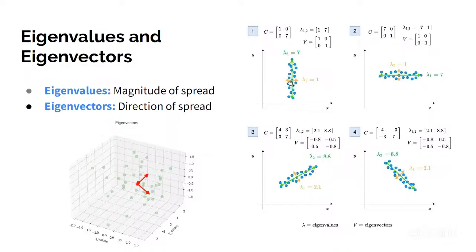As you can see, this is your first eigenvector with the eigenvalue as 1. And here it's the second one, it's 7, because it's spread out more in this direction than this direction. So it's the magnitude of spread. Same case for all the other data sets. If your spread is more in that direction, that eigenvalue will be higher than the other eigenvalues.